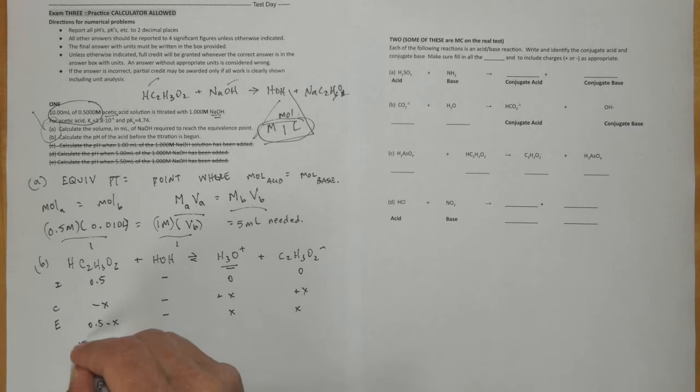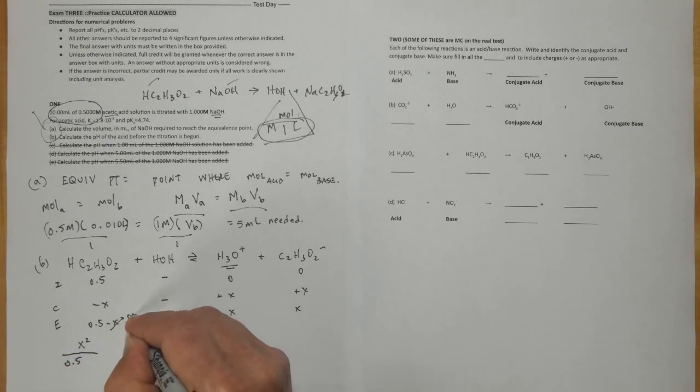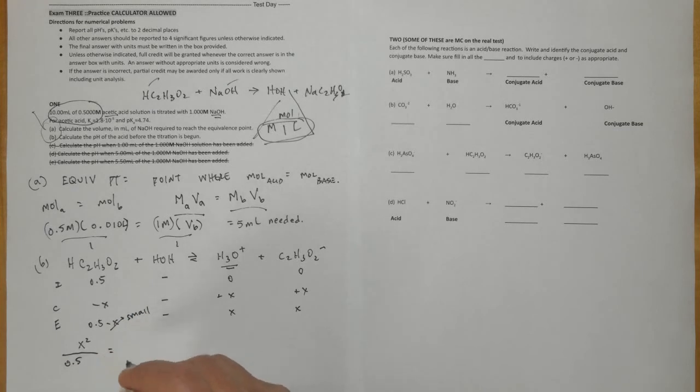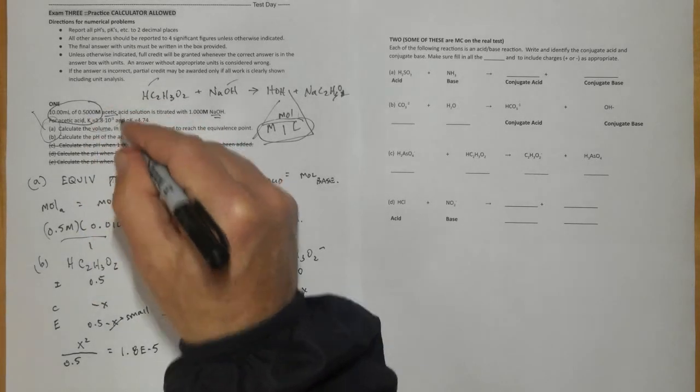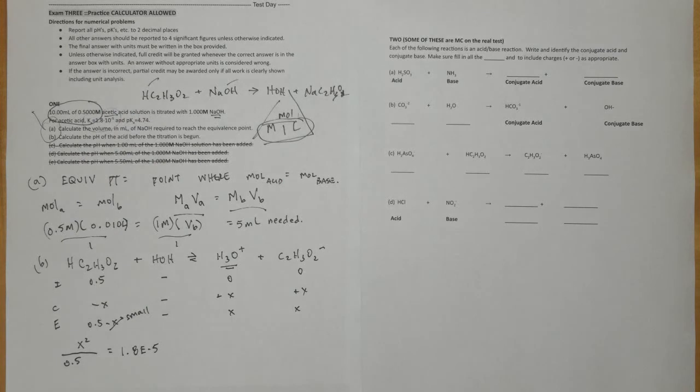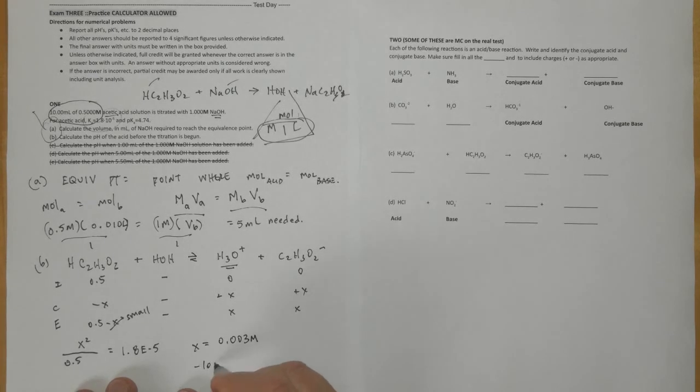Products divided by reactants, ignoring the X because it's small in comparison to the 0.5, is equal to the Ka. And the Ka is 1.8 times 10 to the negative 5th, which is given to me in the problem right here. Solve this for X. X ends up being 0.003 molar. And then I want to know the pH, so the negative log of the 0.003, because this is the H3O+ ion concentration right here, and that equals 2.52 for the pH.